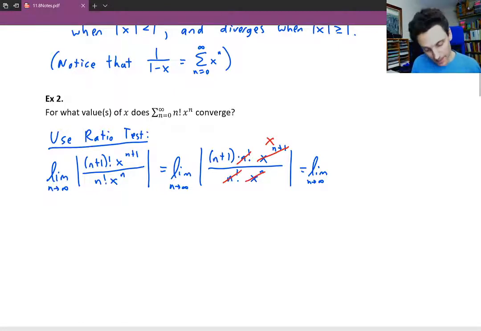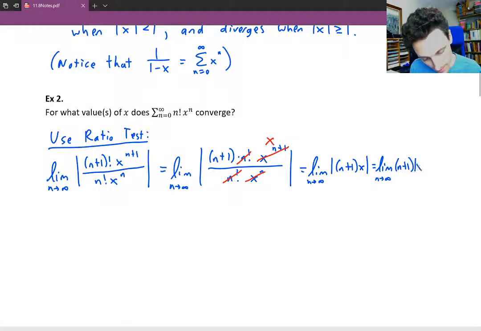So what we've got is the limit of the absolute value of n plus 1 times x. Now, the n plus 1 is positive. That can come out of the absolute value bars. N plus 1 is positive. The x, however, we don't know if that's positive or negative. X is just some number, and we're actually trying to find what values of x this series converges or diverges.